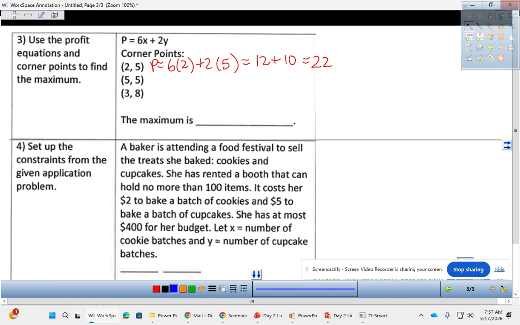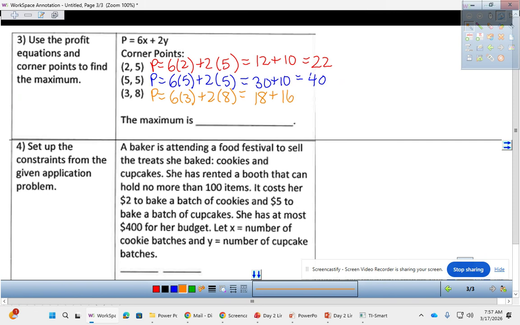So I'm going to find the profit for the second point. 6 times 5 plus 2 times 5. So I've got 30 plus 10. So the profit for this one is 40. And then 6 times 3 plus 2 times 8. 18 plus 16, 34.